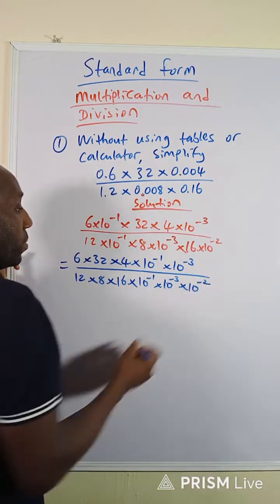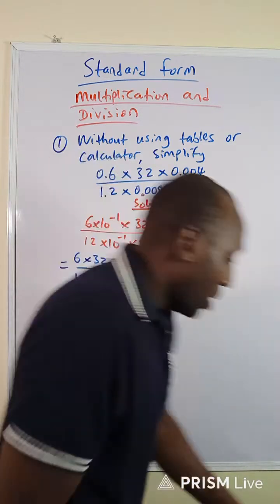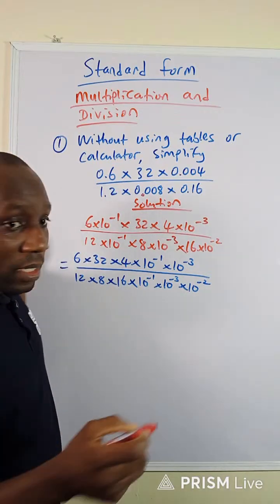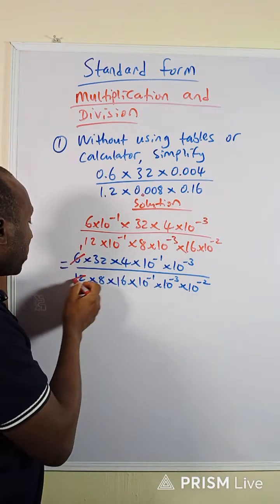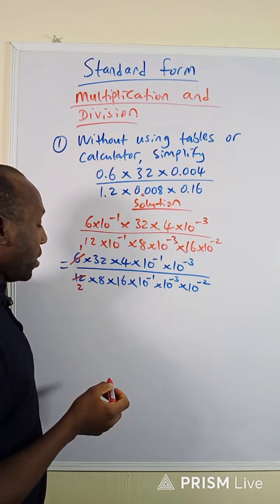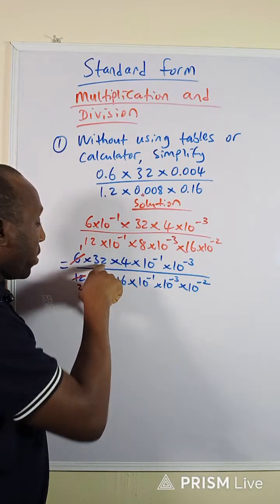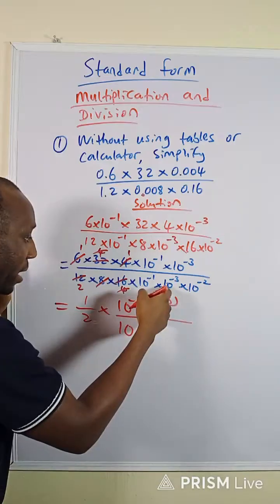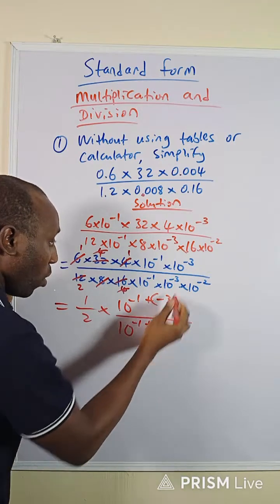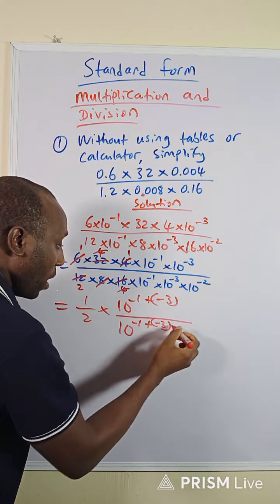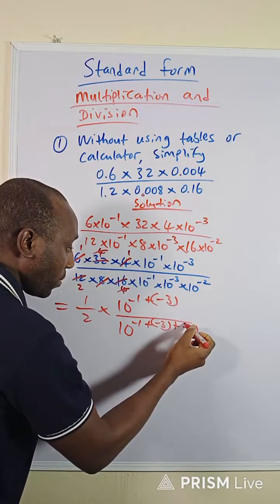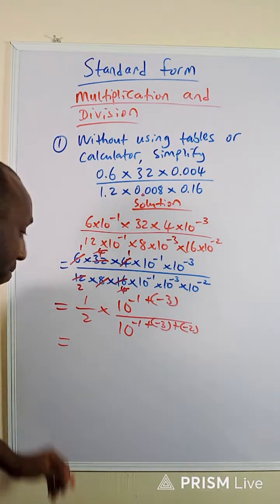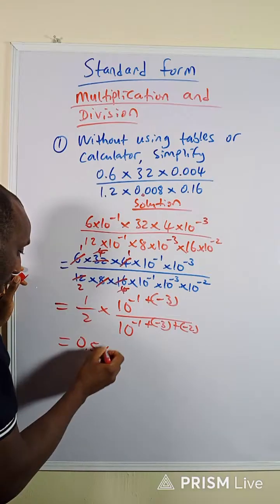Okay, so moving on, let's now simplify this. See, we have 6, we have 12. We can divide. So 6 here is 1, 6 into 12 is 2. Can 8 go into 32? Yes, it can. So 8 goes into 32 four times, and we have 4 left over. Are you still with me? What is 1 over 2? That's 0.5. So 0.5 times.